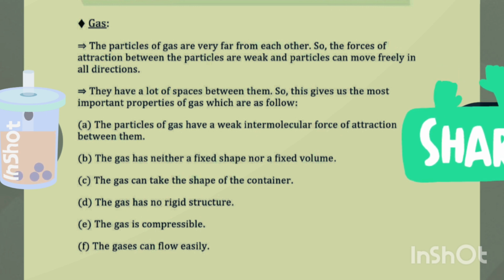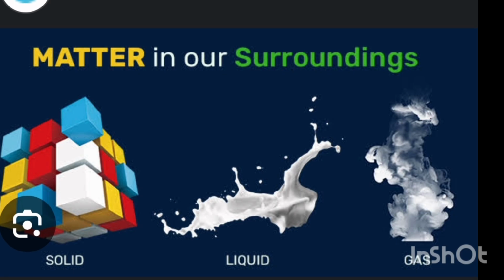They have weak intermolecular forces. The second point is they have neither a fixed shape nor a fixed volume. They can take the shape of the container. It does not have any rigid structure. It is compressible and gas can flow easily. These are some important points of the gases. So you can see in this picture how the solid, liquid and gases are.